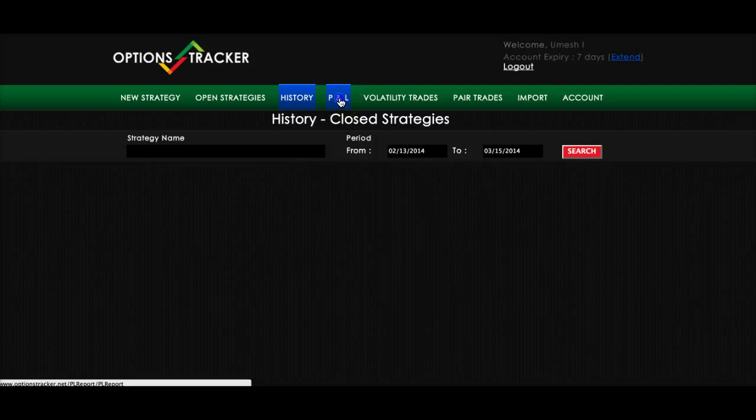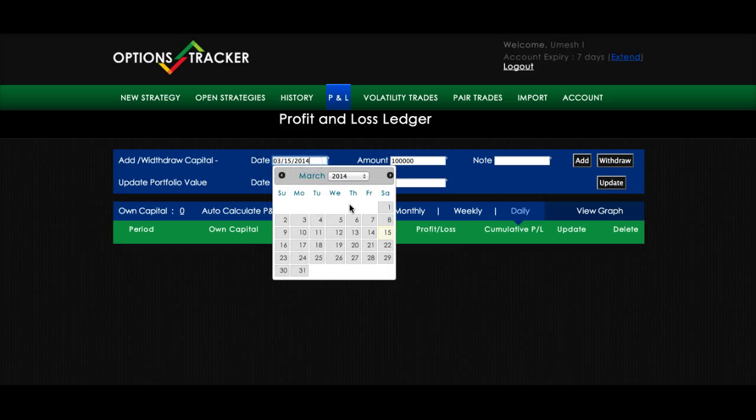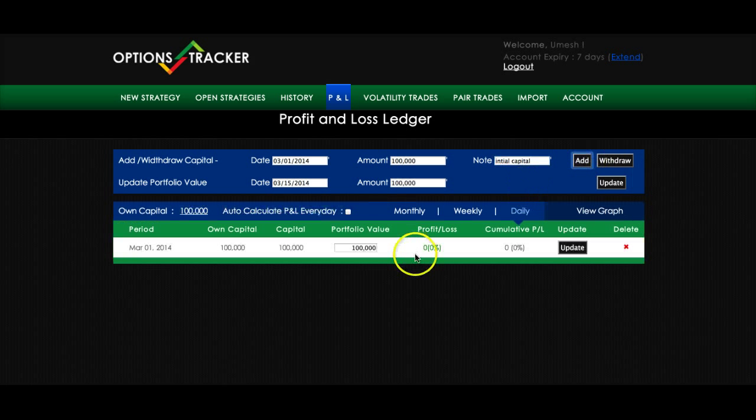There's also the P&L over here, which allows you to maintain your profit and loss ledger. So let's say you started off with a capital of 1 lakh rupee on, let's say, the 1st of March. You say initial capital and you click on add. So your portfolio value automatically becomes 1 lakh because that's the capital you've added.